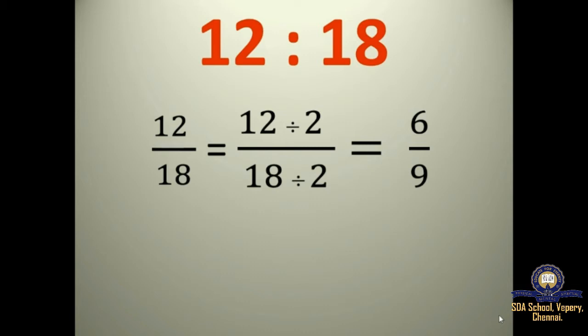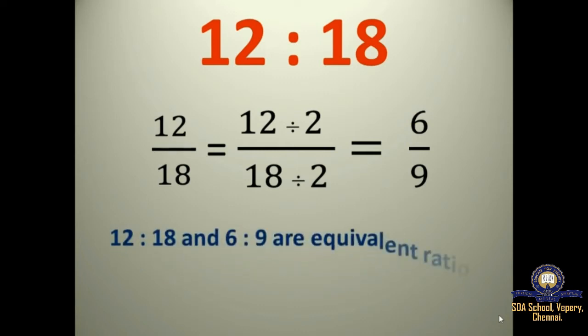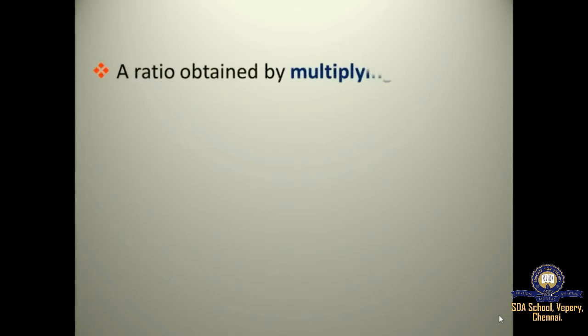That is, when you divide 12 by 2, you will be getting 6, and when you divide 18 by 2, you will be getting 9. In this case, you can say that 12 is to 18 and 6 is to 9 are the equivalent ratios, right? So, what is the equivalent ratio?